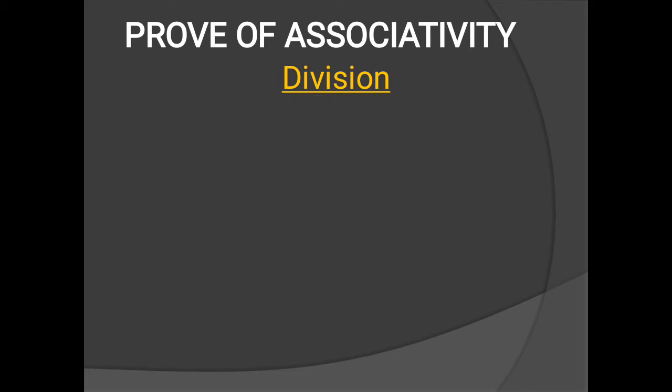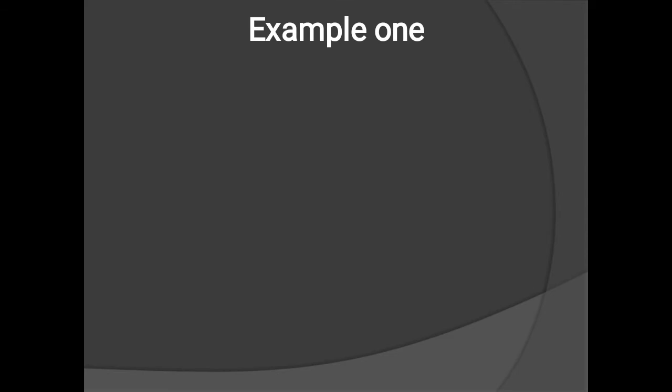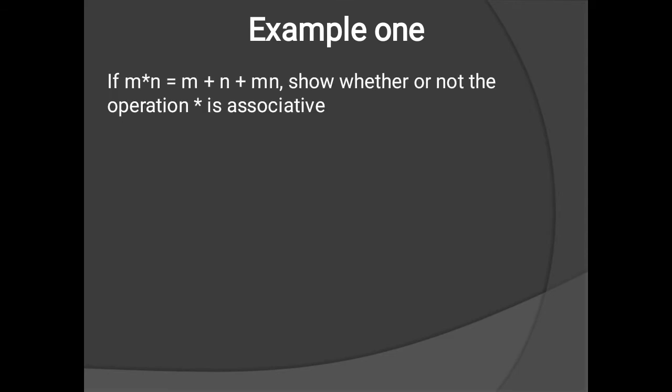All right, so let's look at examples. Example 1: if m operation n equals m plus n plus mn, show whether or not the operation is associative. You have been given two variables with the definition, you're always going to be given 2, but you should know how to solve it. You should understand that for associative, I have 3 variables.